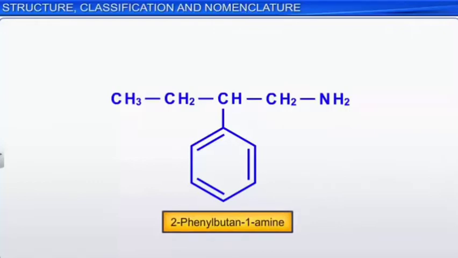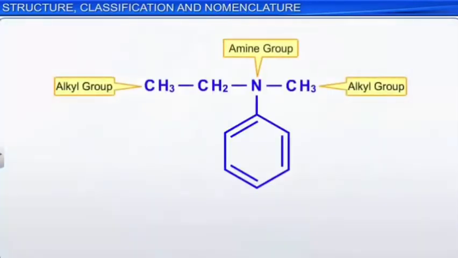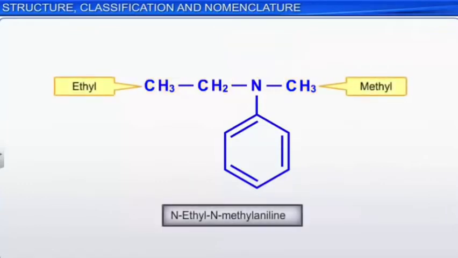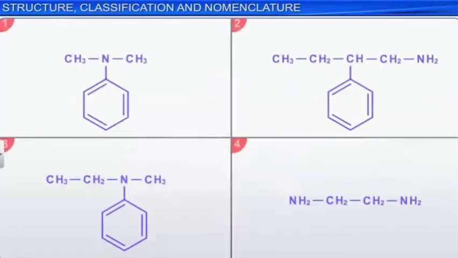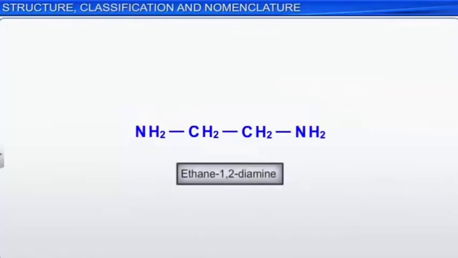In the third structure, an amine group is present on the benzene ring and alkyl groups are present as side chains. Hence, it can be named N-ethyl-N-methyl-aniline. In the fourth structure, as 2 amine groups are present on the 2 adjacent carbon atoms, the compound can be named as ethane-1,2-diamine.